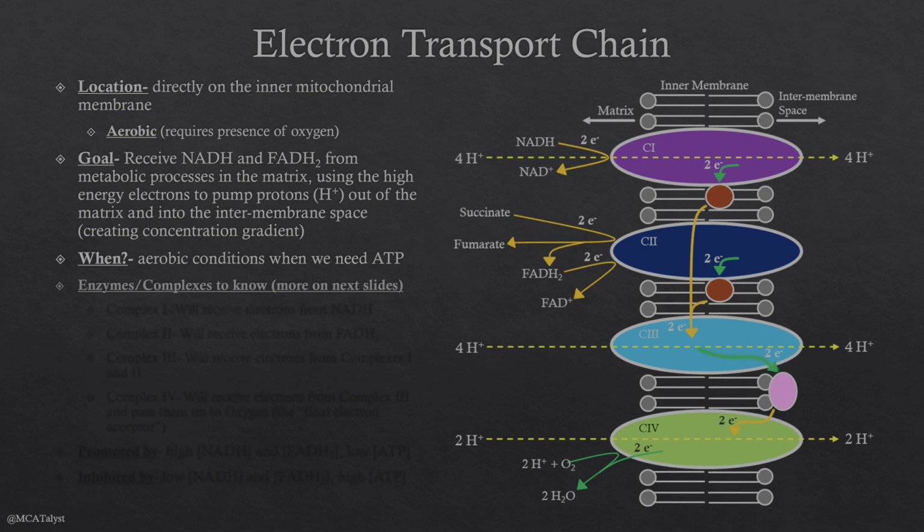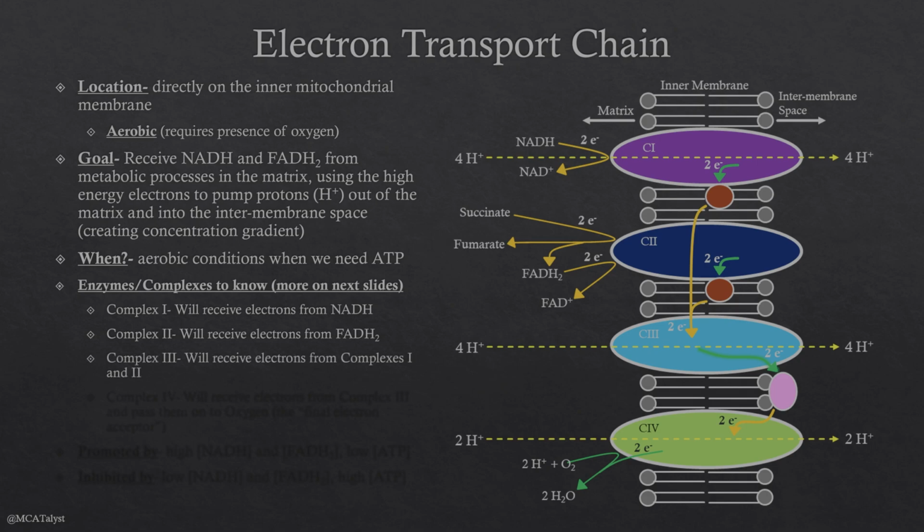The enzymes and complexes that you need to know, like every other process, there's going to be more on these in the next few slides. But to start, complex 1 is going to be the place where NADH dumps off its electrons. NADH is only going to give its electrons to complex 1 and then it's done. Complex 2 is going to be the exact same, but specifically for FADH2. Complex 3 is going to be receiving the electrons from complexes 1 and 2. They're going to be passed to a molecule that we'll talk about later in order to actually get from complexes 1 and 2 to complex 3.